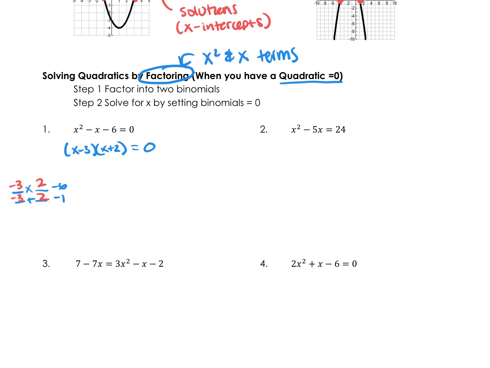Because our equation is equal to 0, the last step here, step 2, is to solve for x by setting both binomials equal to 0. So both factors equal to 0. So we'll set x minus 3 equal to 0, and we'll set x plus 2 equal to 0. We'll solve both of those equations. This one, we'll add 3 to both sides, and we'll get x equals 3. And this one, we'll subtract 2, and we get x equals -2.